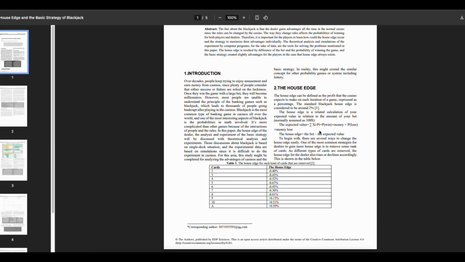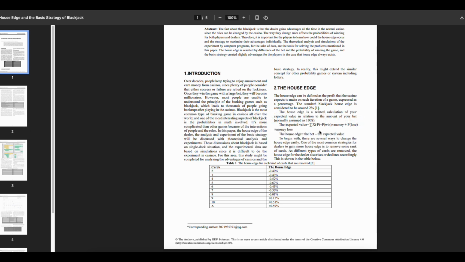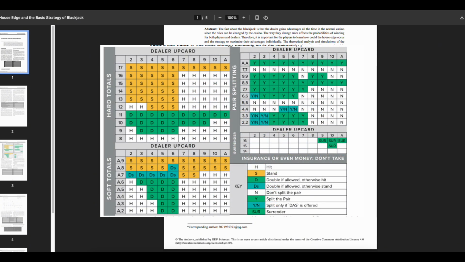This study I found claims a house edge of around 2%, which is not far off my 3 to 4%, considering a Monte Carlo simulation only provides an approximation. I'll link this study in the description as it's also where I got my perfect play strategy tables from.